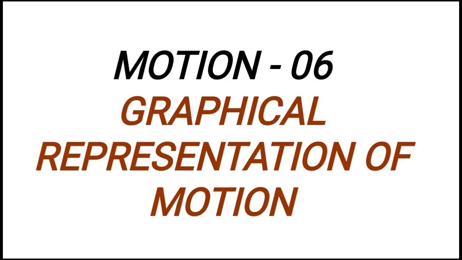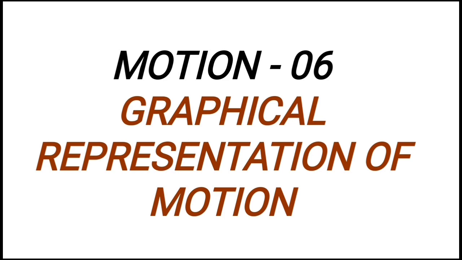Hello students, this is lesson 6 of chapter Motion, class 9 physics. In our previous lessons, we have learnt various terms related to motion such as what is distance and displacement, what do we mean by speed and velocity, types of motion as uniform and non-uniform motion, and what is acceleration. Now in this lesson, we will study graphical representation of motion.